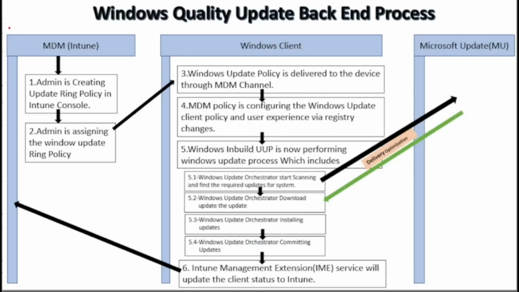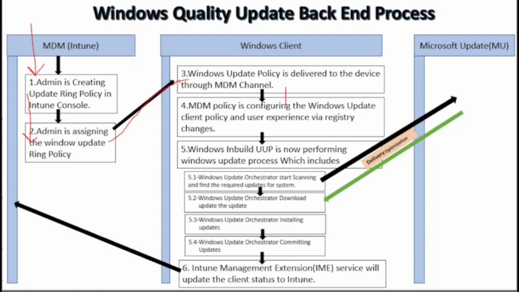Now let's see what is the backend process of Windows quality update. So as an Intune administrator, we are going to create an update ring policy in the Intune console, and then we are going to assign the Windows update ring policy to the required devices. Once the deployment is created, Windows update policies are delivered to the device via MDM channel.